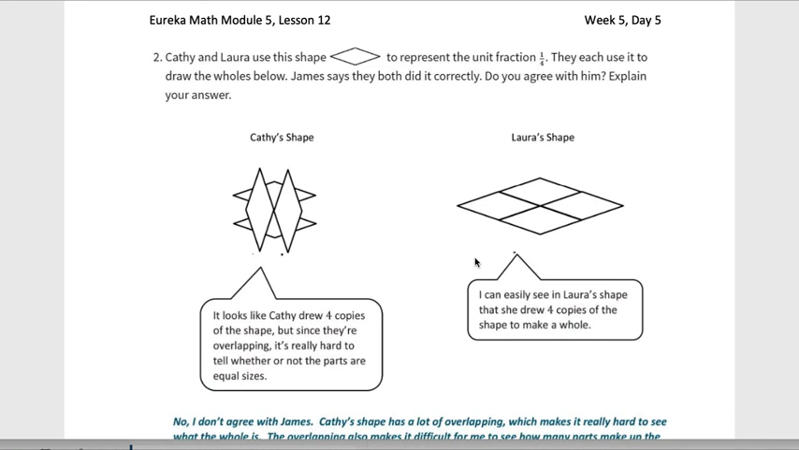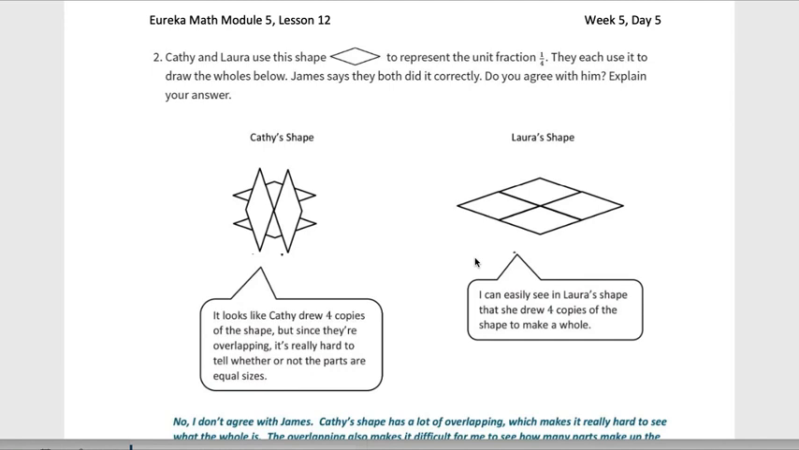Now, number 2 is asking you that Kathy and Laura use this shape, it's like a diamond almost, to represent the unit fraction 1/4. They each used it to draw the wholes below. James says they both did it correctly. Do you agree with him? Explain your answer. So, who do you think doesn't have gaps or overlaps?